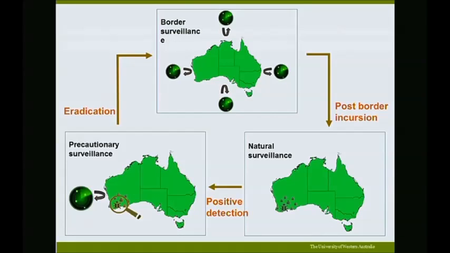Okay, so once something gets through and becomes a post-border incursion, so it pops up possibly in a house in Perth, why is it detected? Well, I identify something called natural surveillance, and this is literally that a householder or a farmer or some member of the general public spots something unusual, and this process can often take quite a long time.